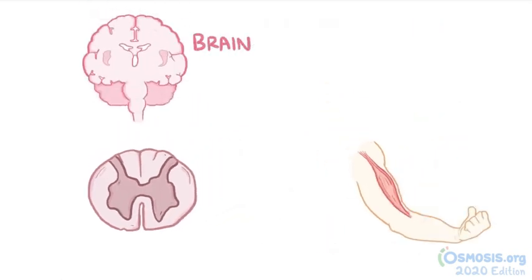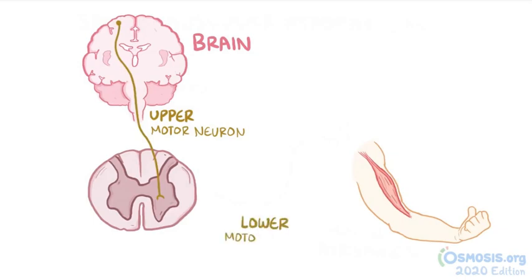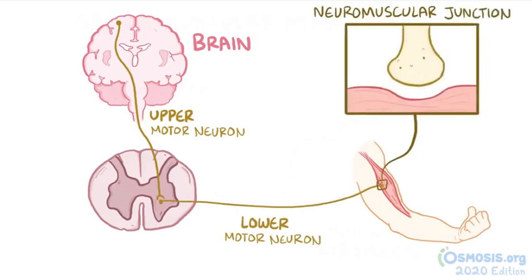When the brain wants a muscle to contract, it sends a signal through an upper motor neuron, which takes the impulse from the brain to the spinal cord, and then through a lower motor neuron, which goes from the spinal cord to the neuromuscular junction, which is where the lower motor neuron touches the muscle cell. The lower motor neurons, which cause voluntary contractions of skeletal muscles, are called alpha motor neurons.